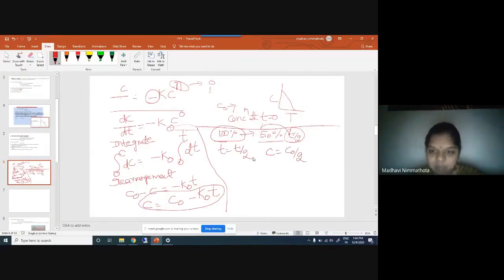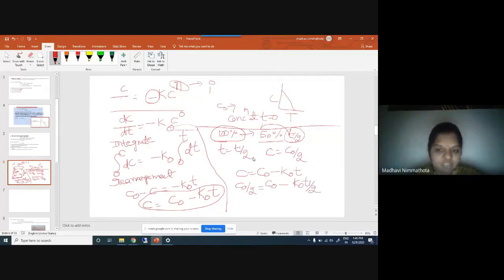So the time to degrade the drug by 50%, that is nothing but T half. Sorry, zero order T half, right? So t will be T half, C is C0 by 2. So the equation is C equals C0 minus K0 T, right? This you know. So then C will become C0 by 2, then it equals C0 minus K0 into T half.